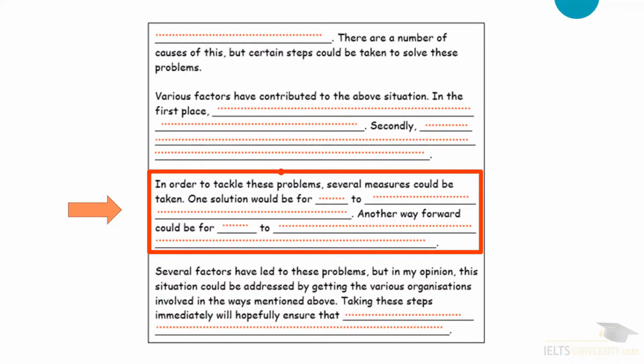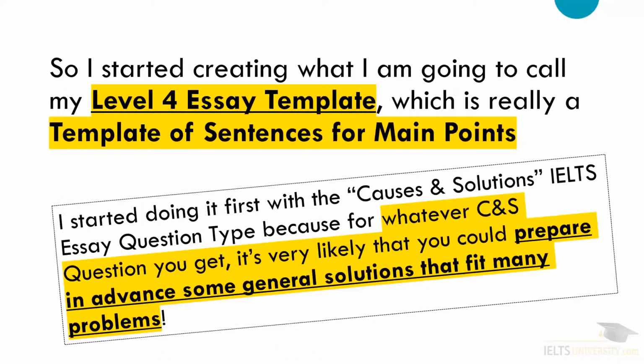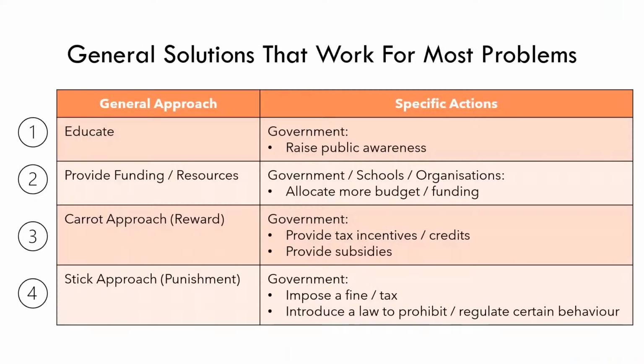But then still, level 3, level 2, whatever, there will still be blanks to fill in. So if this is a causes and solutions essay, you talk about the causes here, you talk about solutions here. I just said just now, I know that for whatever causes and solutions question you get, it's very likely that you could prepare in advance some general solutions that fit many problems. So many questions, whatever question you get, most likely I can give you some general solutions in advance. So for example, I've come up with 4.